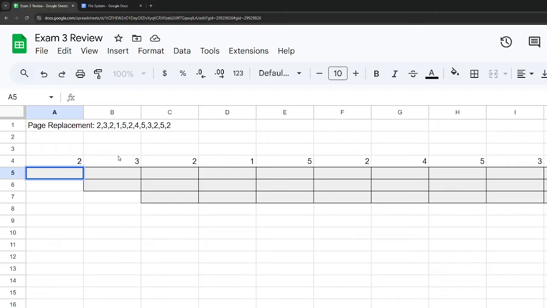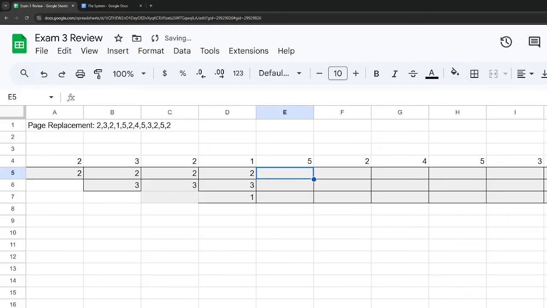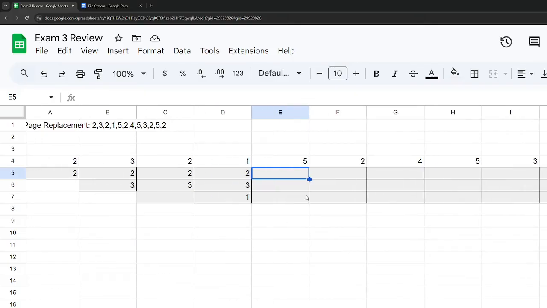Same process. So let's go to this. It's going to be 2, 3, 2, 3, and then we get 2, 3, 1. But now we want to add 5. When we look into the future, we see we don't use 1 at all anymore, so we can substitute that value. So we're going to get 2, 3, 5. Then 2 is already here in our queue, so it's 2, 3, 5.